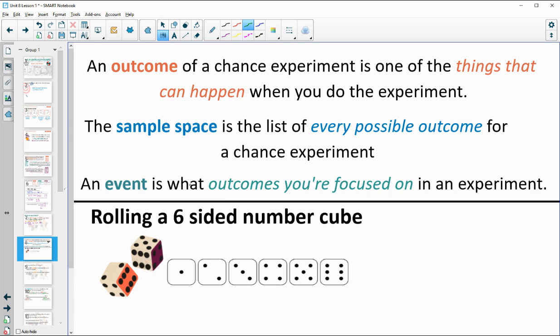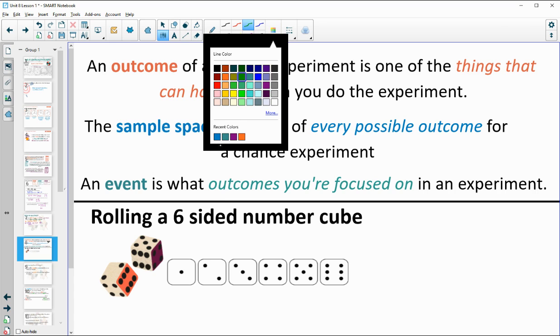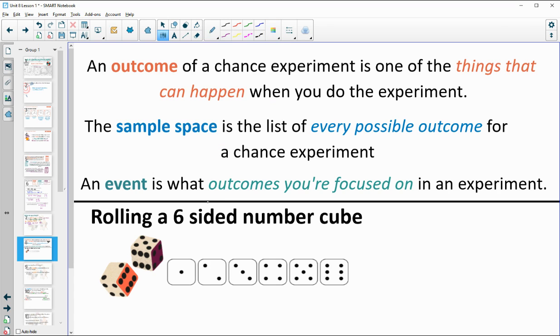So when we're looking at, for instance, rolling a 6-sided number cube, all of the outcomes are things that can happen. Okay, we could roll a 1 or a 2 or a 3 or a 4 or a 5 or a 6. Okay, the sample space is this list of everything. And then an event is what you're focused on. So if we said that we're going to roll an even, okay, that would be the event.